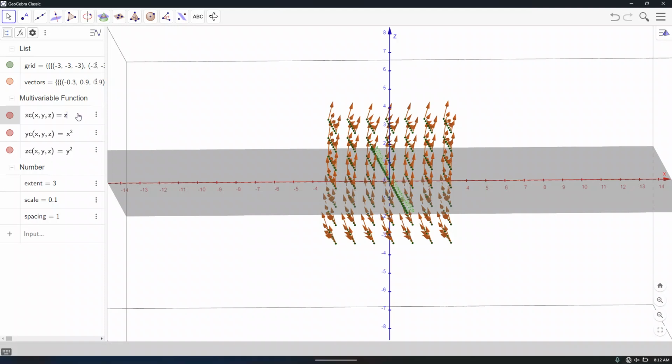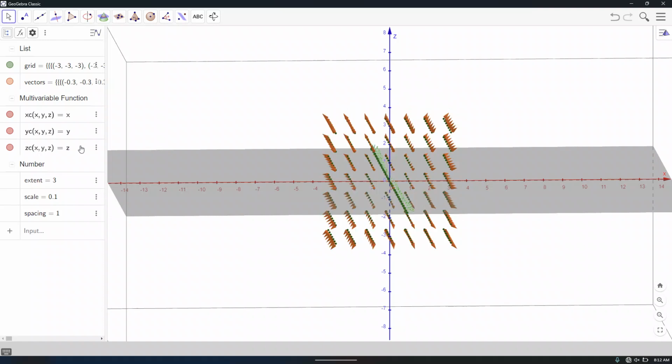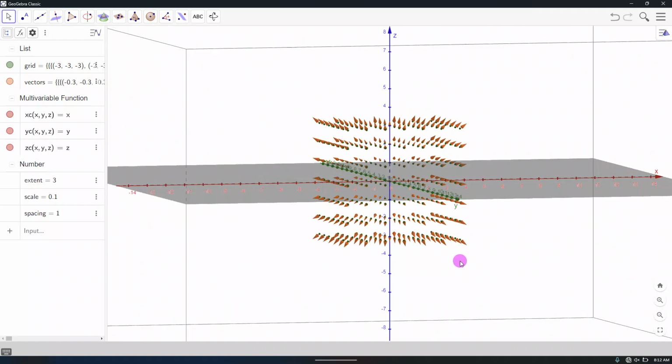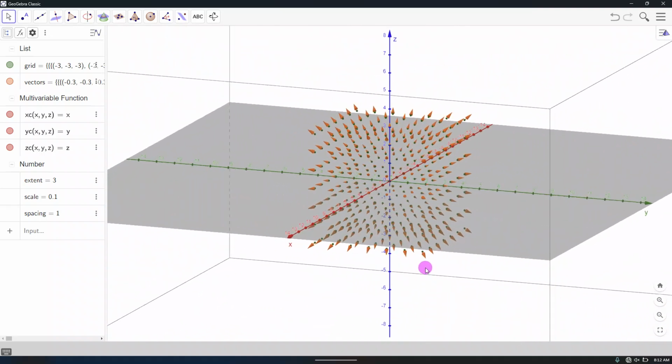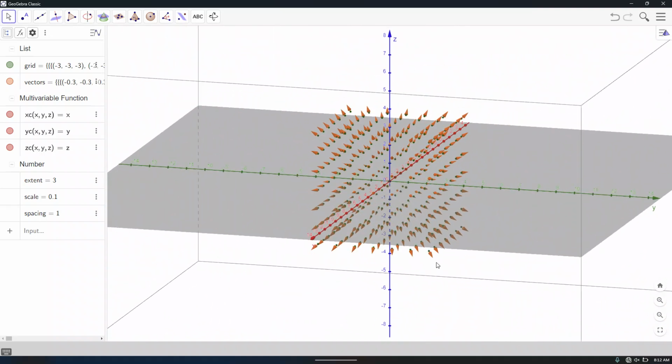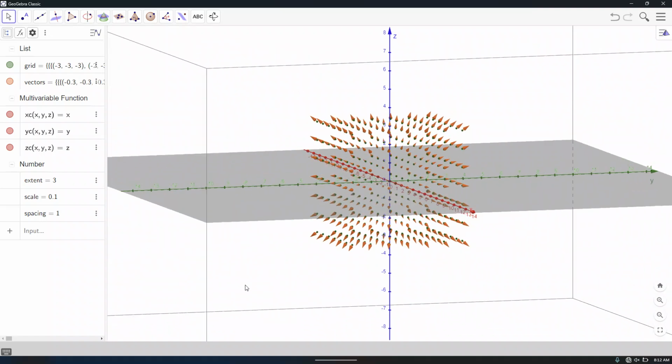So that's x. Should I do tab? No, it doesn't work with a tab. x, y, and z. All right. And okay, let's see. And this is how the vectors look like. All the vectors pointing out of the origin. Looks a lot like what we have in the picture.